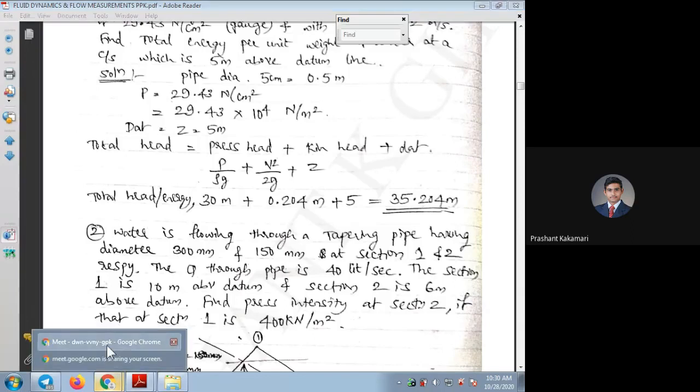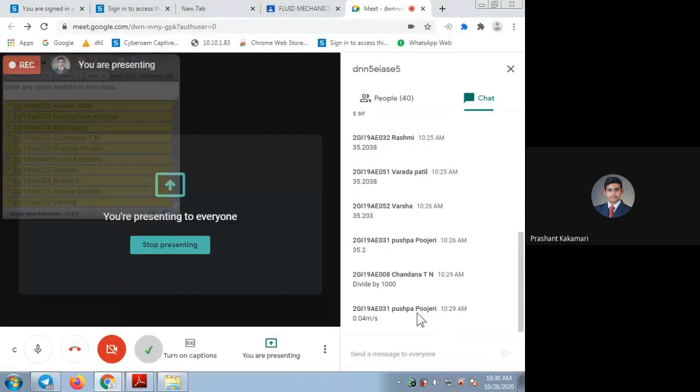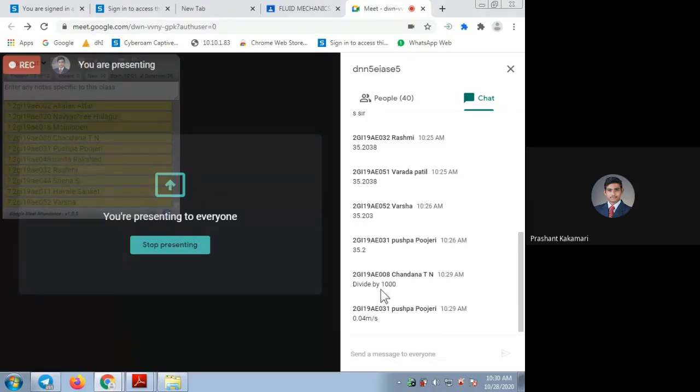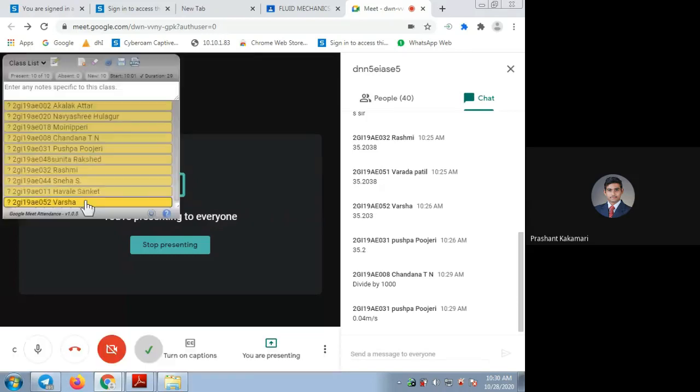So given the conversion, yes, 0.04 meter cube per second, very good. Divide it by 1000. Yes, if you divide by 1000, it will be meter cube. So please keep in mind how to convert liters into meter cube.